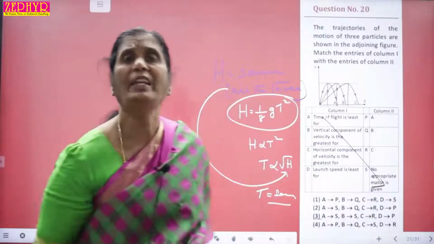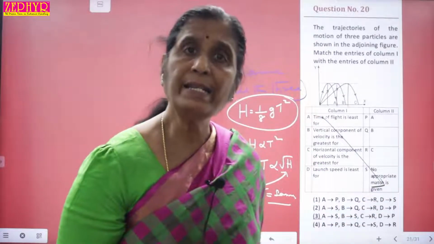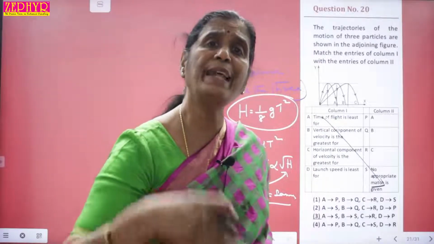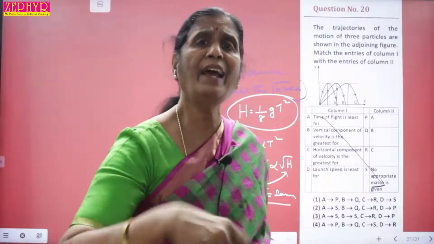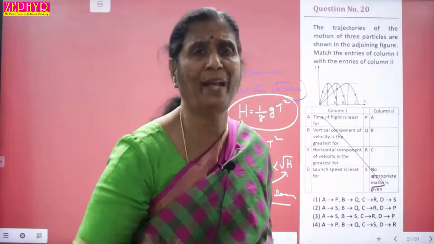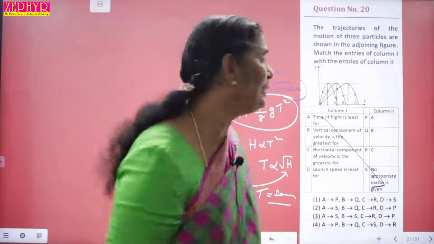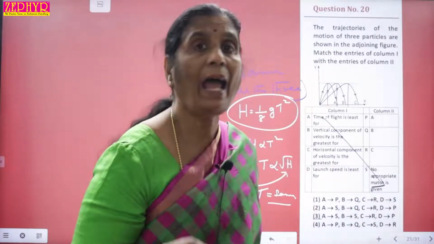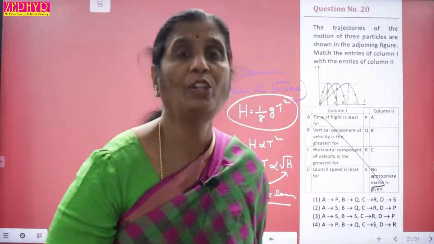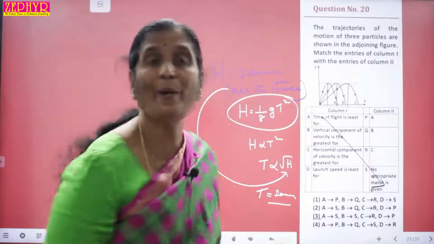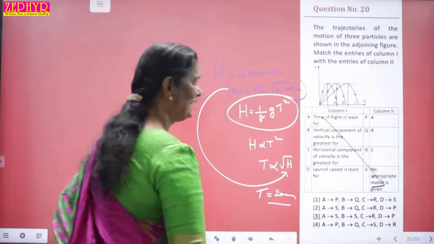What has he got to say? He has to say time of flight. Least means it is one and the same for all. If A has least, B has least, C has least. If A has maximum, B has maximum, C has maximum. Because for all the 3 curves, it will be one and the same. That type of clear answer they have not given. So I am not able to select the choice. That's why I said no appropriate match for that. Ready now?